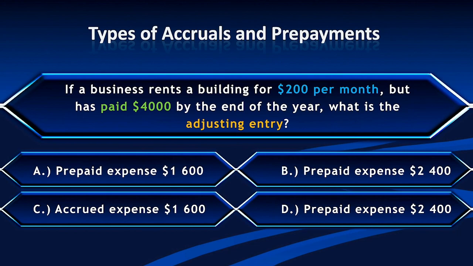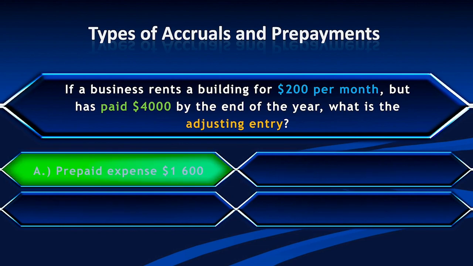So you see that there are three options with prepaid expense. We take out option C because it is not an accrued expense, it's a prepaid expense. To find out how much the prepayment is, how much more did we pay? That would be $4,000, take away the $2,400, which is $1,600. So you have a prepayment of $1,600.